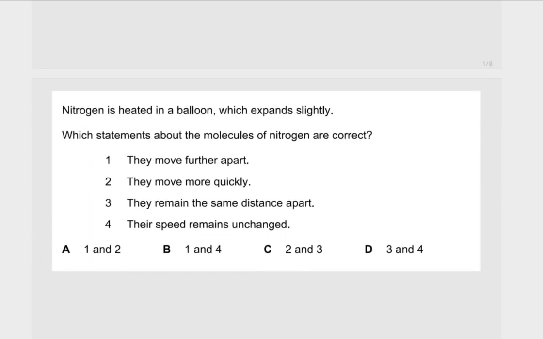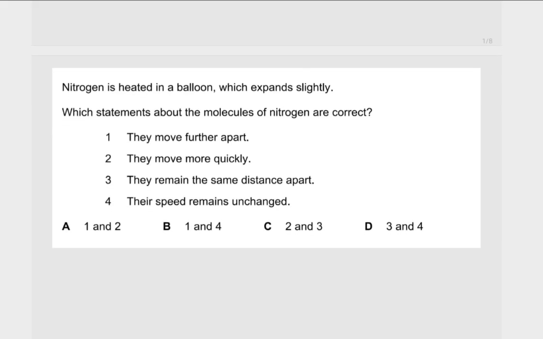Nitrogen is heated in a balloon which expands slightly. Which statements about the molecules of nitrogen are correct? So they move further apart, which is correct because there is a slight expansion. They move more quickly, that's correct because they are heated. Higher the temperature, higher kinetic energy. They remain the same distance apart, it's contradictory to statement 1. Their speed remains unchanged. Now it's again contradictory to statement 2. So it's 1 and 2.